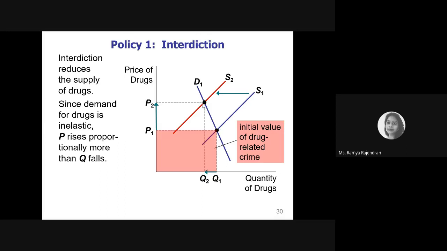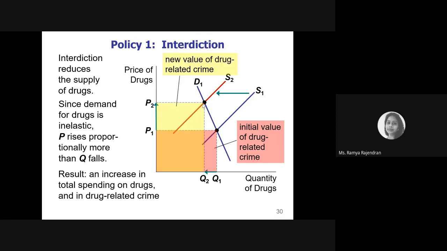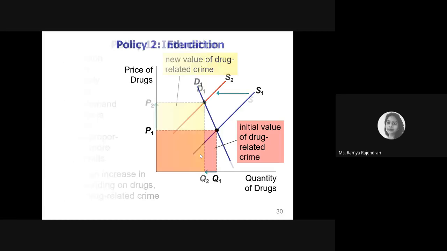That's why you're getting a P2 and Q2 in the new equilibrium point. So the result here is an increase in the total spending on drugs and in drug related crime. So you're getting a new value here. This is my new revenue, P2 times Q2. So there is an increase in the total spending on drugs. Though the quantity is decreasing, the spending is increasing.